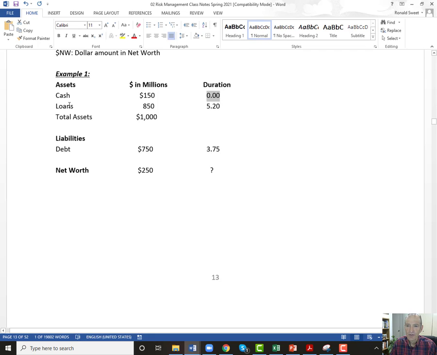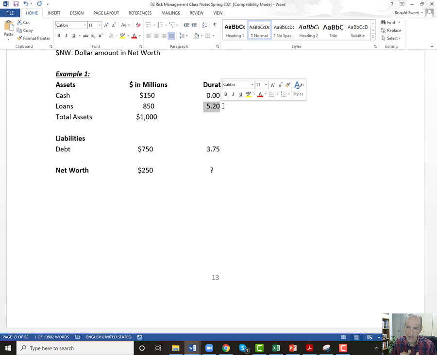They have some loans, $850 million in loans. Now they have some very unusual loans. The duration of the loans is 5.2 years. Now you might say, well, that's not all that long because auto loans are what, 4, 5, 6 years. But remember, or maybe you've never learned this, so this is probably pretty important information. If you learn duration, like in my investment class, a 10-year treasury has a duration of maybe 8 or 9 years.